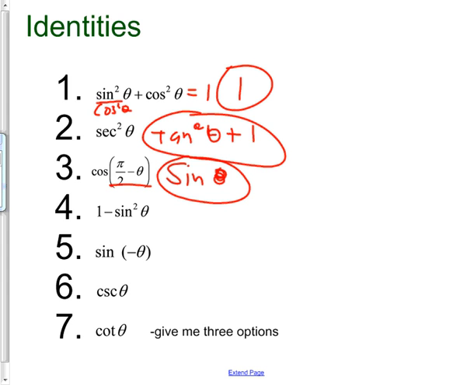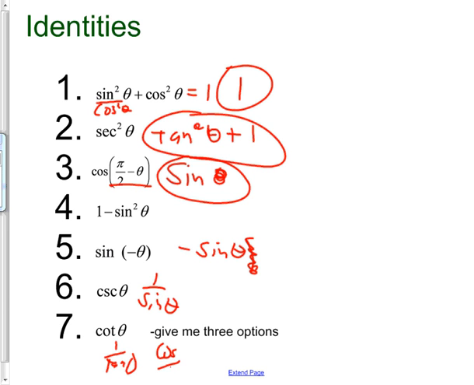All right. On to number 4. 1 minus sine squared would be what? Cosine squared. Number 5. This one, the sign does stick when it's sine and tangent. And so it would be negative sine of theta. All right. No parentheses needed. Number 6, cosecant. That's 1 over sine. And the last one, 3 different options. Cotangent, but 1 over tangent.